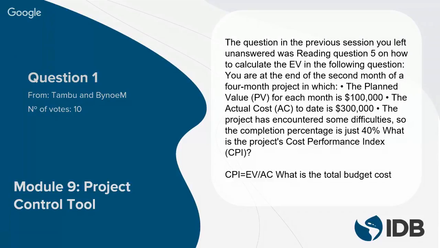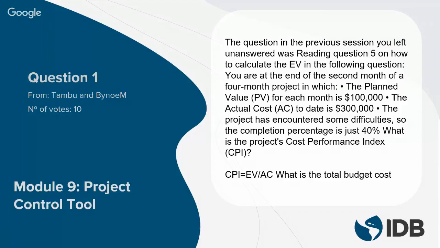We have received a number of questions leading to this session, so let's dive right into it. But feel free to start putting in your live questions, and we will take them after we take the initial questions that we have. Question number 1 came in from Tambu, and also Bainu added to it. It received 10 votes, and it's a question related to module 9, the project control tool, earned value management.